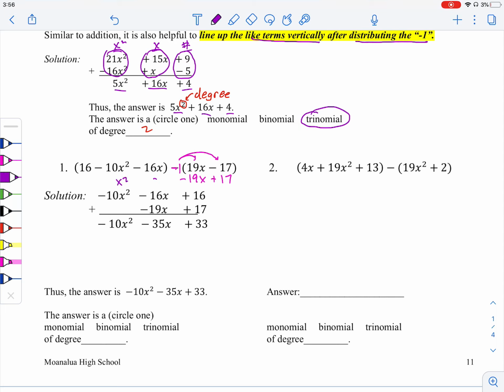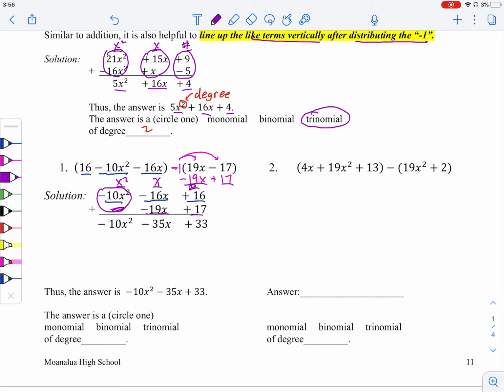We have our x squared column, our x column, and our numbers here. For the first one, negative 10x squared goes here. Then we have negative 16x, and then positive 16. Then we go to the next one, negative 19x. We don't have any x squared, so this is a blank space. 17 goes in our number column, and we just add it vertically.